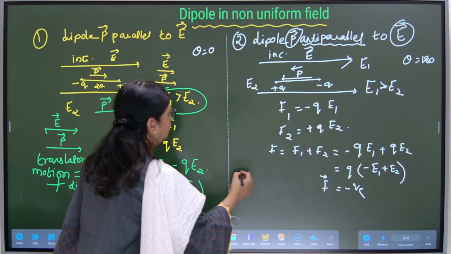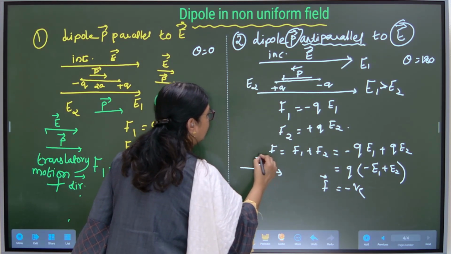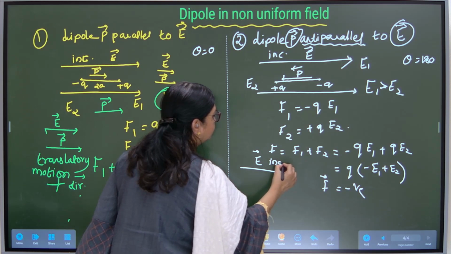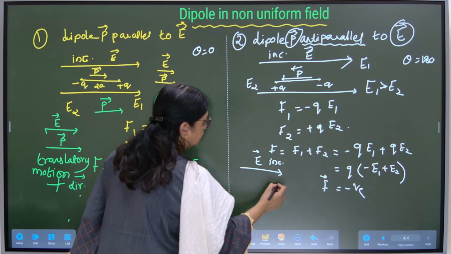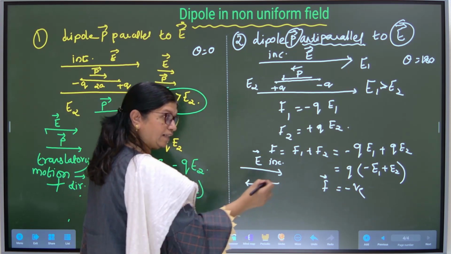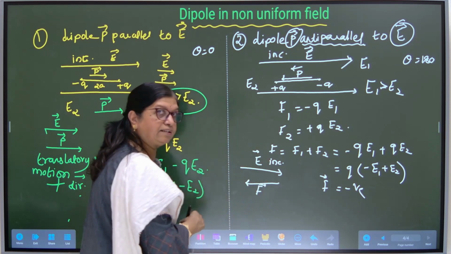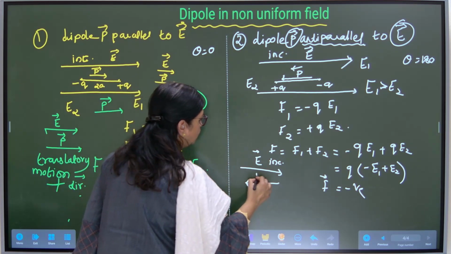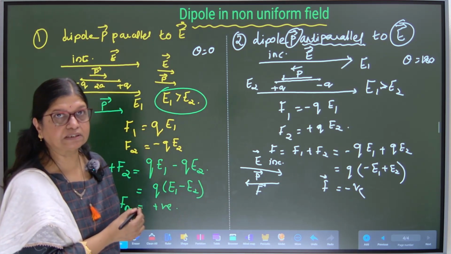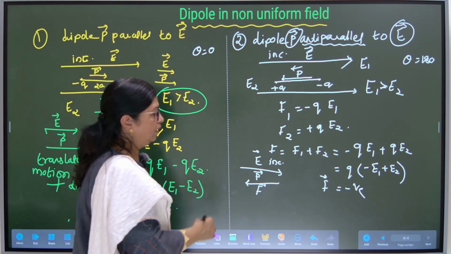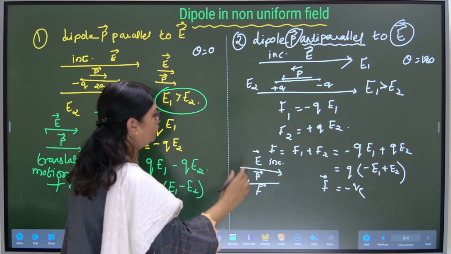So let us represent it. What is the representation? As we have taken, E is the increasing electric field. What we have got is the force in the negative direction, opposite to the increasing electric field. So the dipole will also move in this direction. This is the direction of force, decreasing electric field, and the direction of electric field which we took is increasing electric field. So finally what we will write?